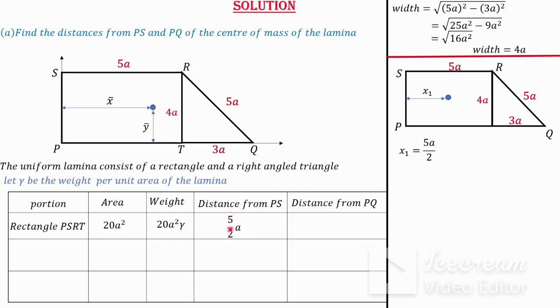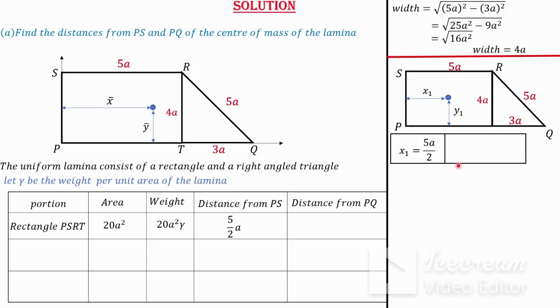This is inside our table. That is the distance from PS of the rectangle PSRT is going to be 5a divided by 2. Then what about the distance from PQ? Distance from PQ we are going to note as y1. What is there for that distance?